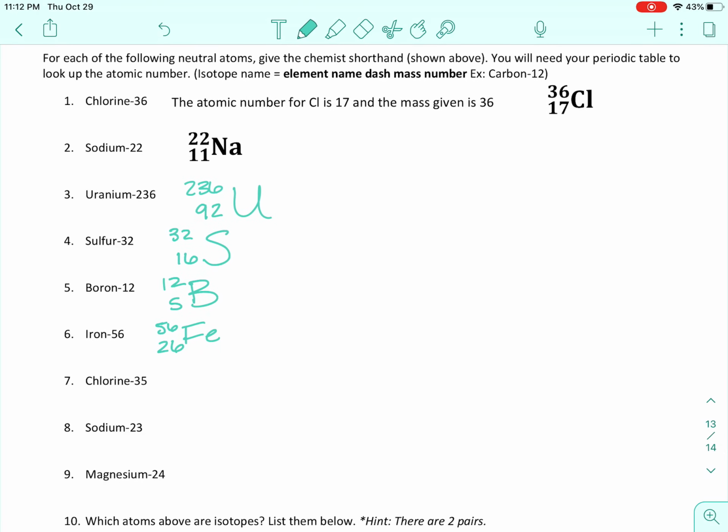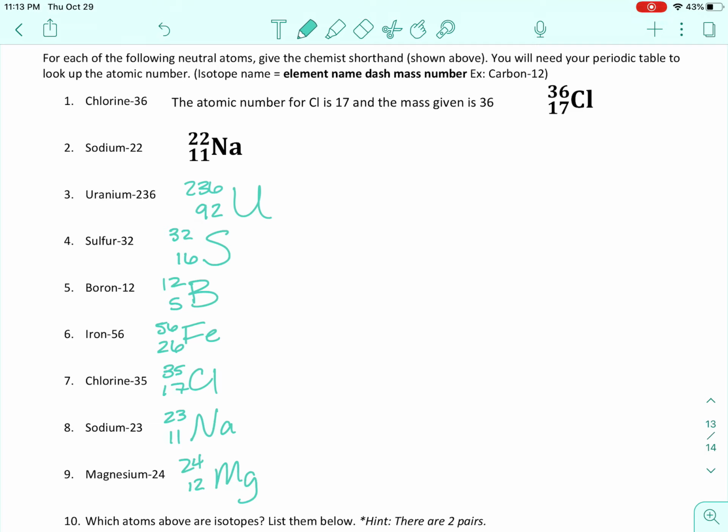Chlorine 35. So it's going to look a lot like number 1, our example. So Cl 35 over 17, but just a different mass. Sodium 23, it's going to look like number 2, except a different mass. So it's going to be Na 23 over 11. Magnesium 24 is going to be Mg, and then the numbers are going to be 24 over 12.